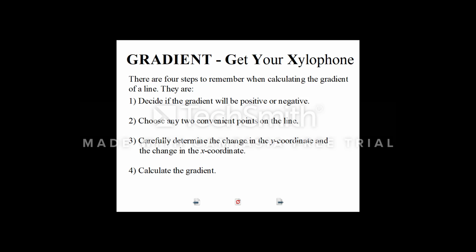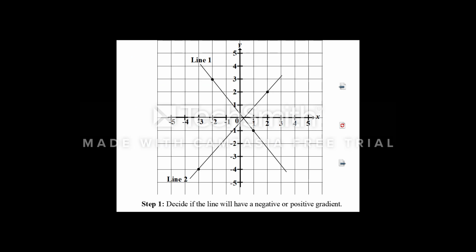Here we have 2 lines, and we're going to just take our time to take our 4 steps to find the gradient of these 2 lines, line 1 and line 2. We said earlier, the first step is to decide if the line will have a negative or a positive gradient. That helps you in the end. So let's have a look at line 1.